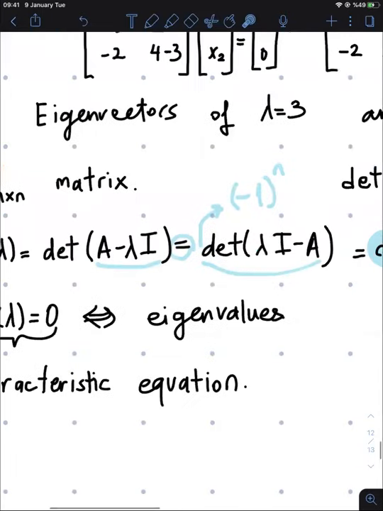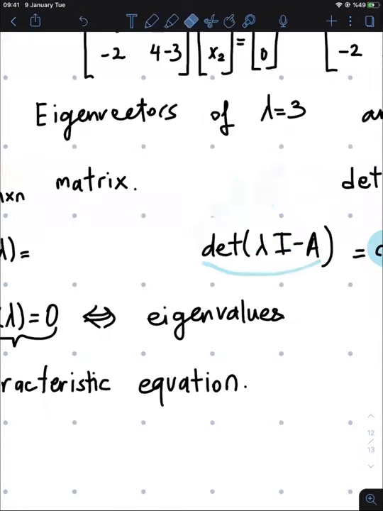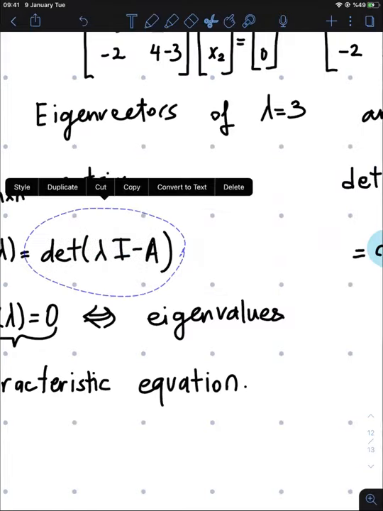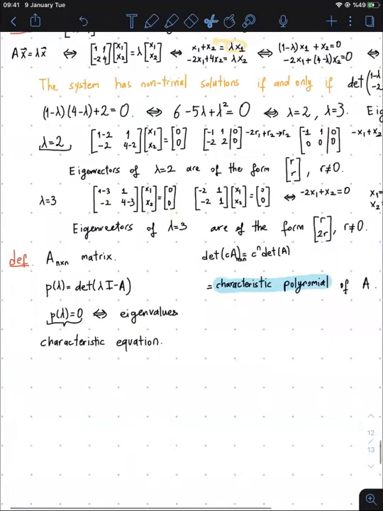So maybe I should use the notation in the book. I will erase this part and only call this one the characteristic polynomial. So this will be our characteristic polynomial: the determinant of lambda I minus A. Okay, so let me cut this.